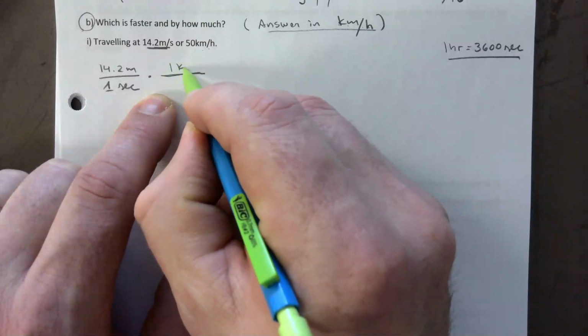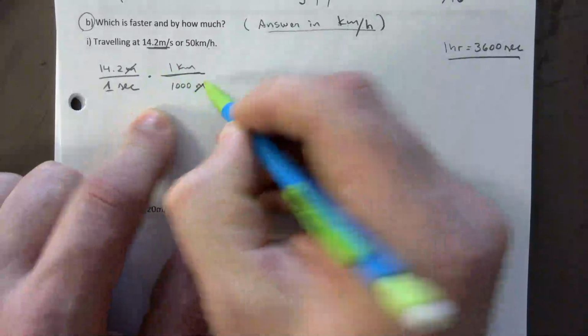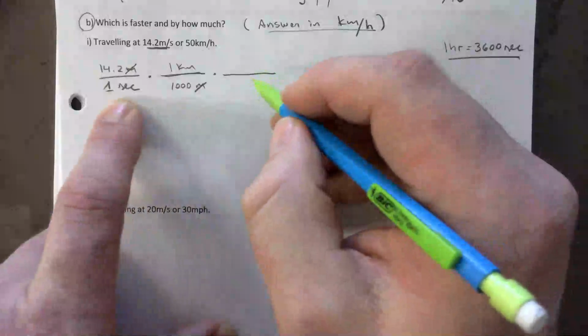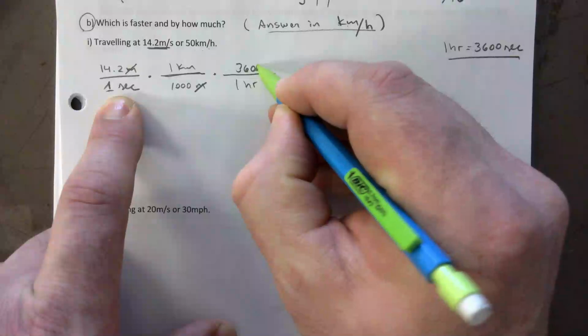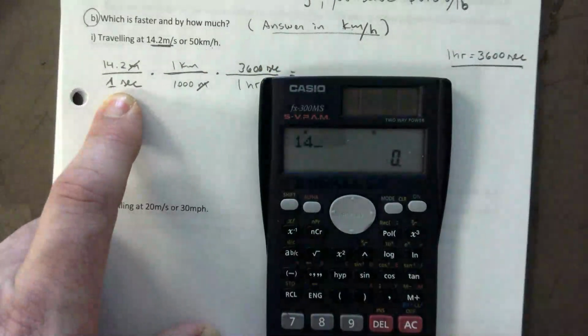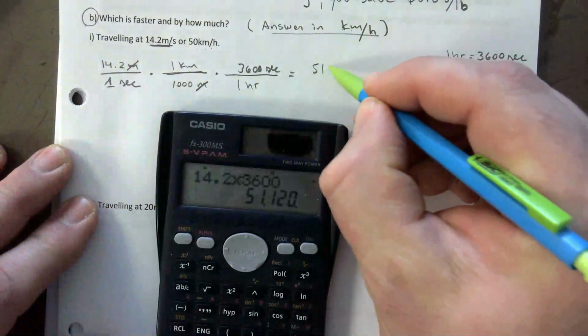So 1 kilometer has 1,000 meters. A lot of you would have benefited from this one, but that's okay. If you did it a different way, that happens. 1 hour has 3,600 seconds. Okay. So if you do the top, you get 51,120.